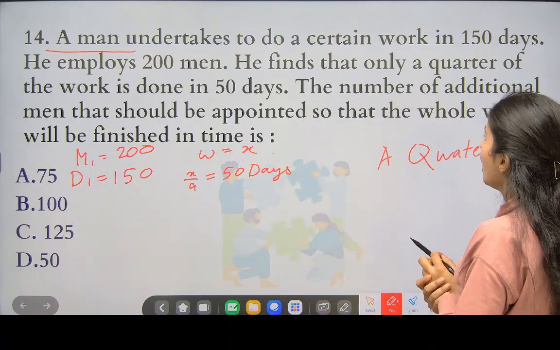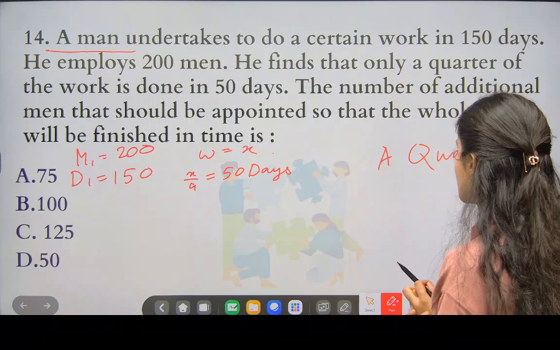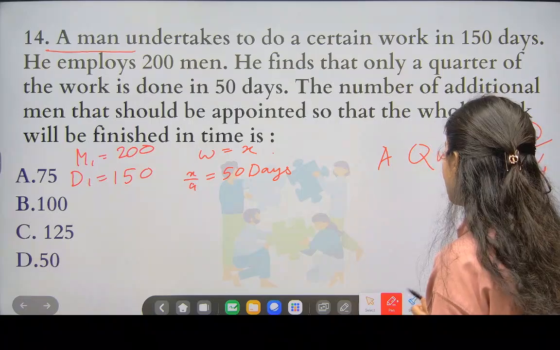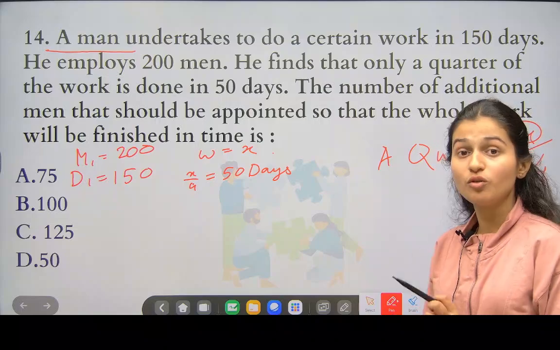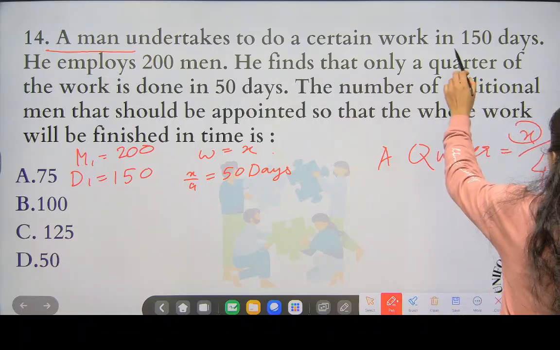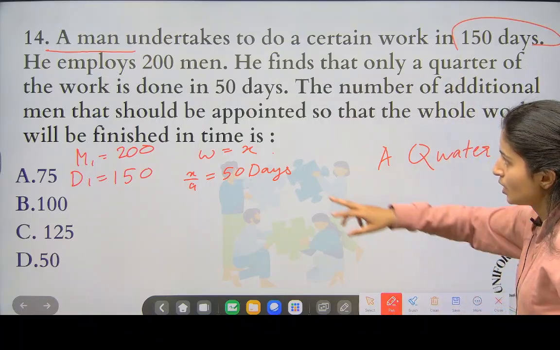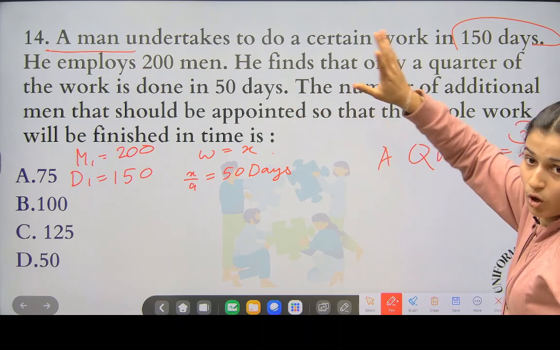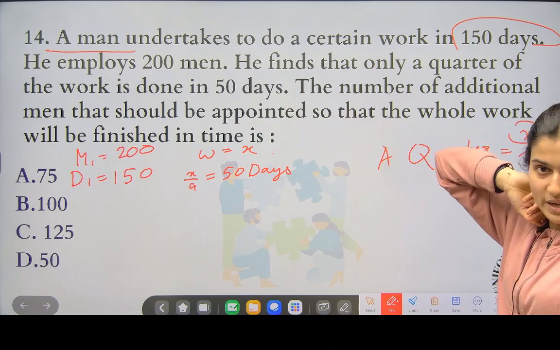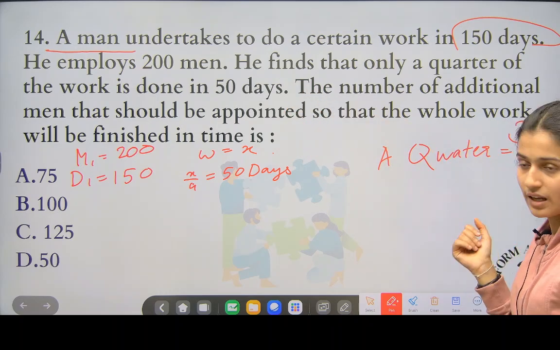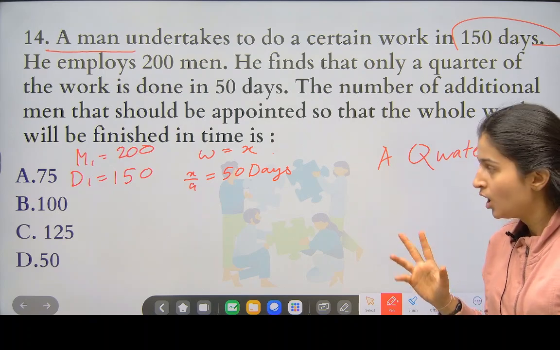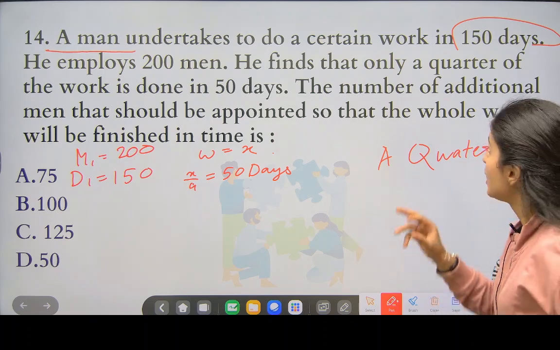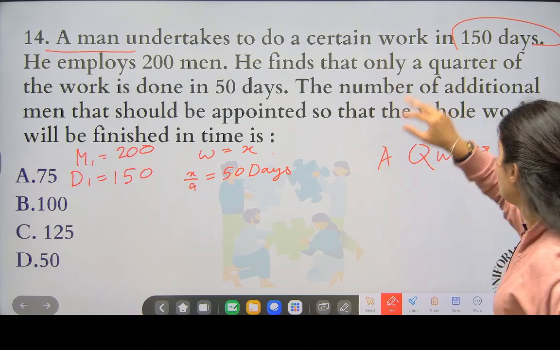The number of additional men that should be appointed so that the whole work will be finished in the time. Whole work will be finished in the time, means it is finishing in 180. See what they are saying. 200 men are appointed by a person, and that person is giving a certain task to those 200 people. Okay, and he is saying that you have to complete the given work in 150 days.